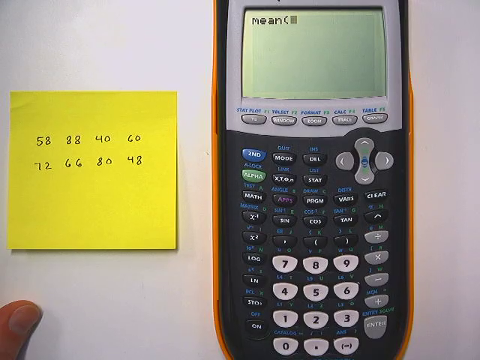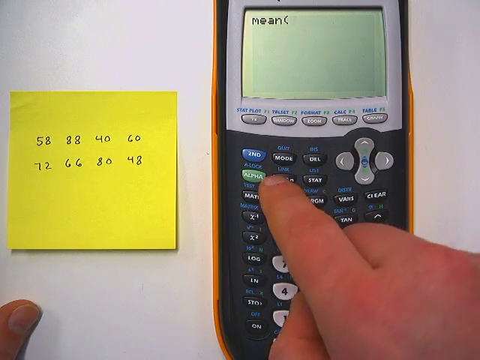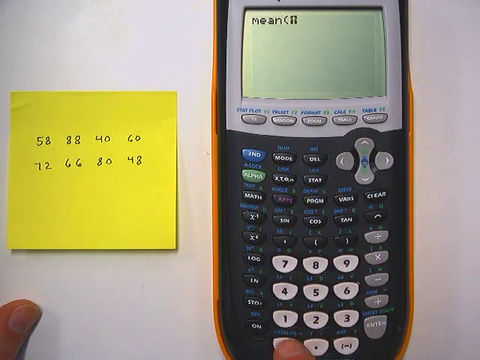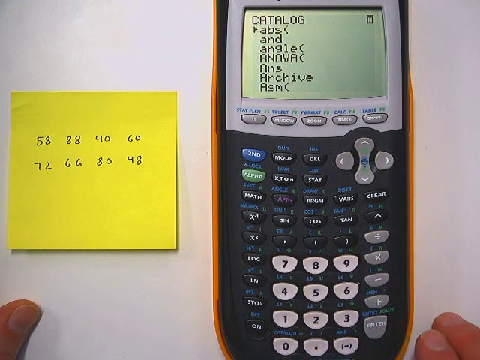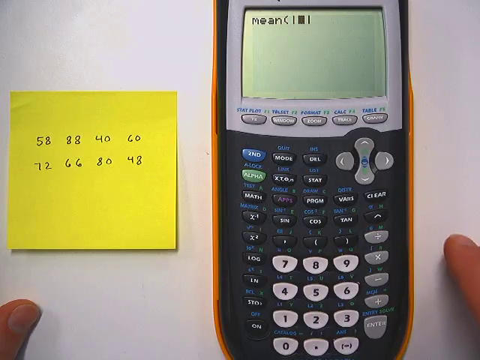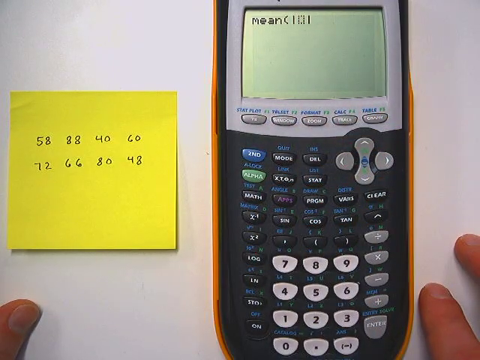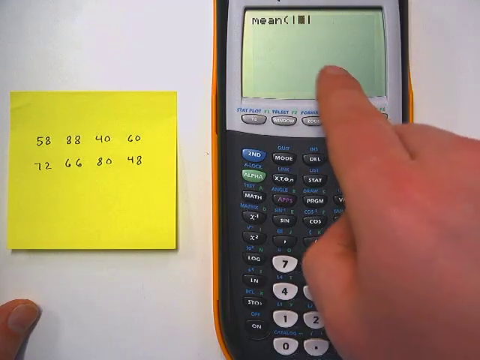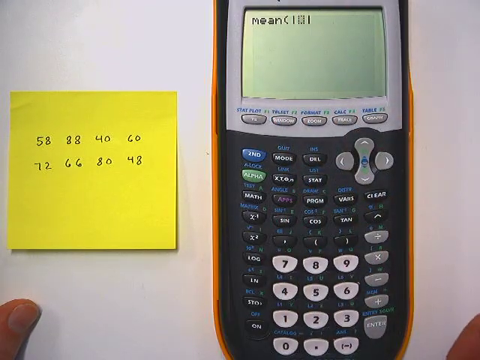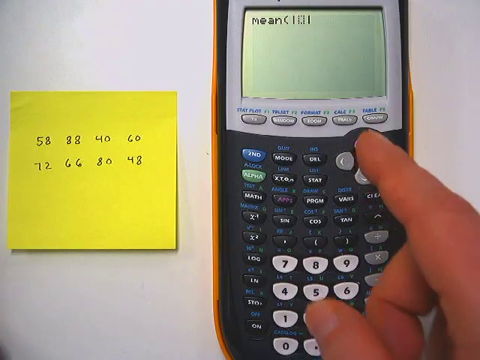Now we want the mean of the absolute deviation, so the next thing we need is absolute value. We'll get that by hitting second and the 0 key to get into the catalog, and our first option is ABS, which is absolute value. Now on a TI-84 Plus and other models, it puts the lines like that, and we're going to work inside those lines, which means absolute value. But on other models, it will say ABS with parentheses.